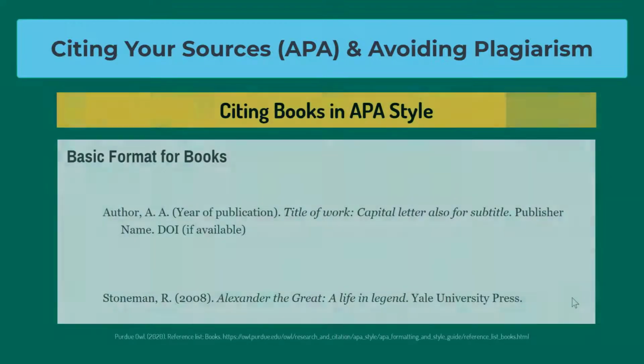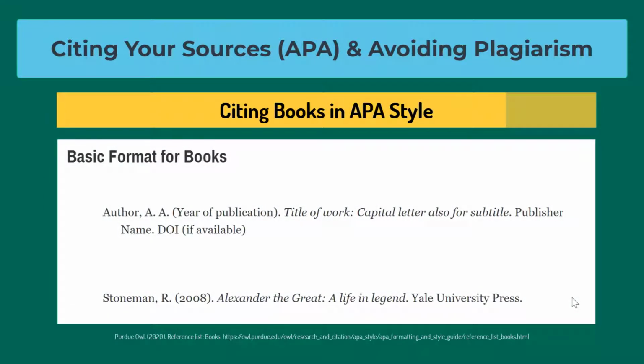A book citation will follow this format: author's last name, first initial, period, the year in which the book was published, in parentheses, followed by a period, the title of the book, followed by a period, and the publisher, followed by a period.